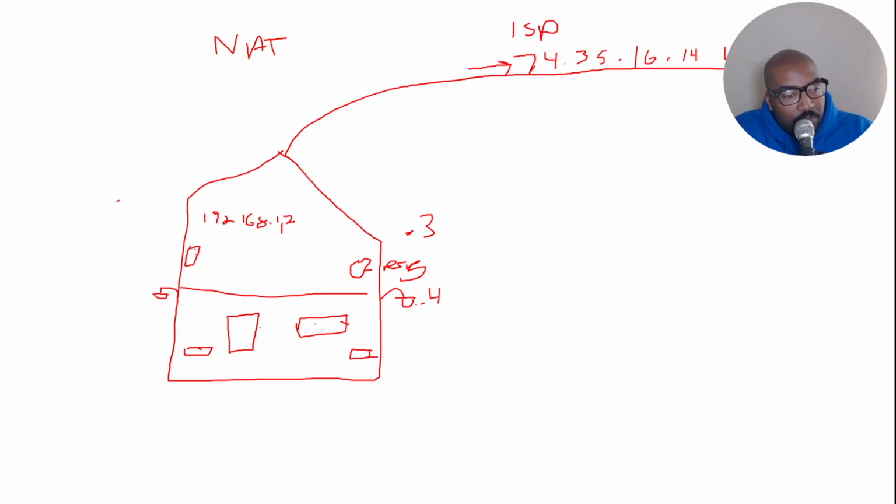We'll call this computer a .5. This TV is going to be a .6. This refrigerator is going to be a .7. And let's call this computer a .8. And this other camera over here, we'll call this a .9. And this TV hanging on the wall right here, we'll call this a .10.